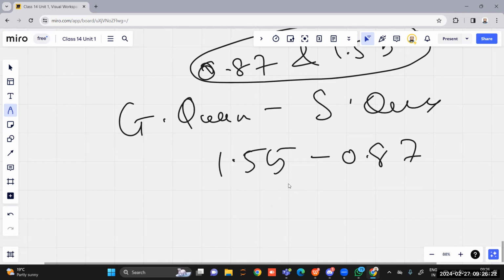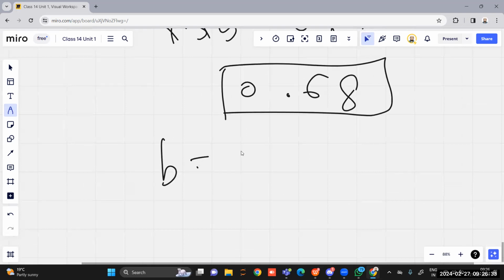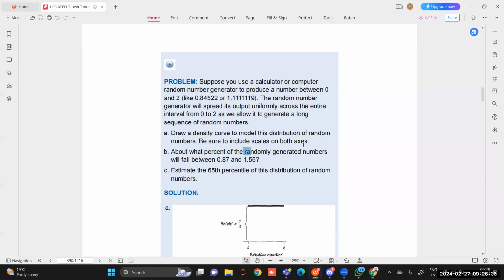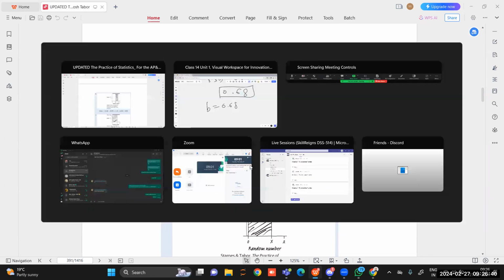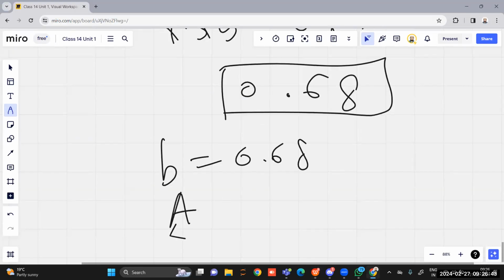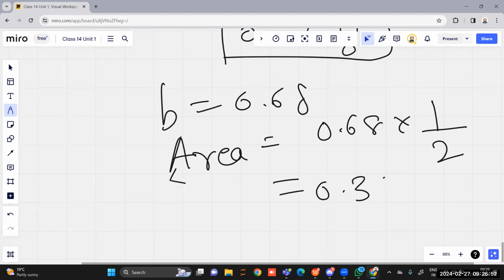So it will be 0.68. My base is 0.68. So what he has done, we'll see here. He has calculated the base into the height. The area gives us the percentage. So it is base 0.68 into height one half. That is around 0.34, which means 34% of the data lies between them.